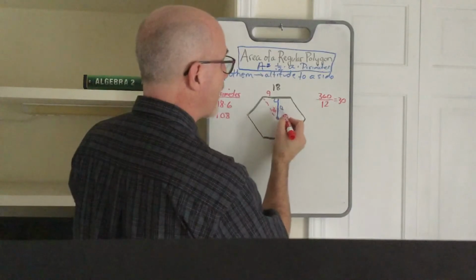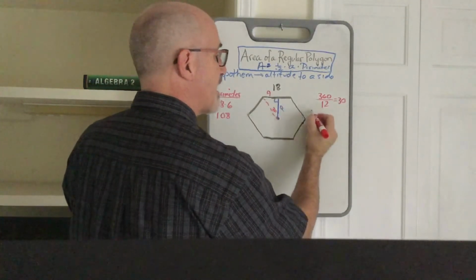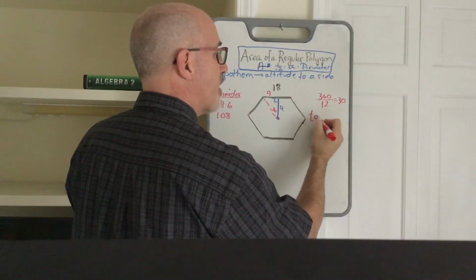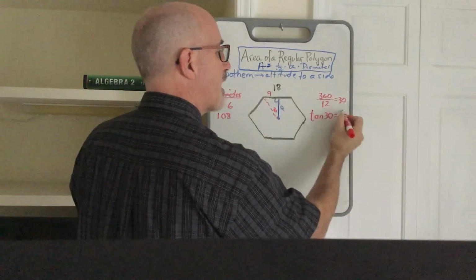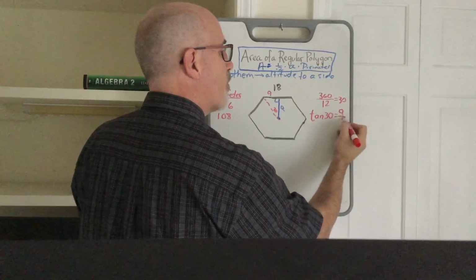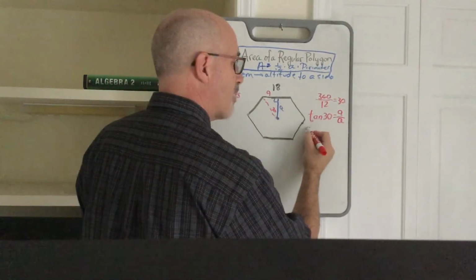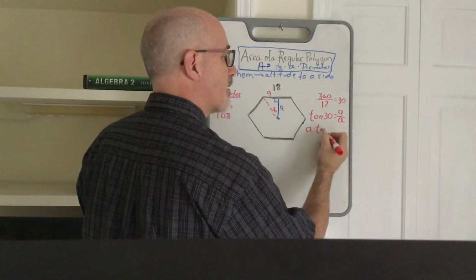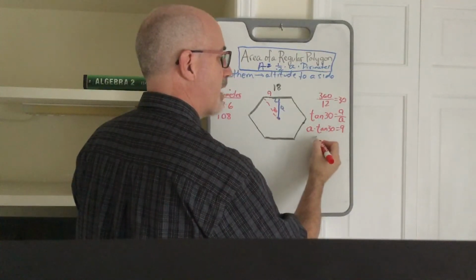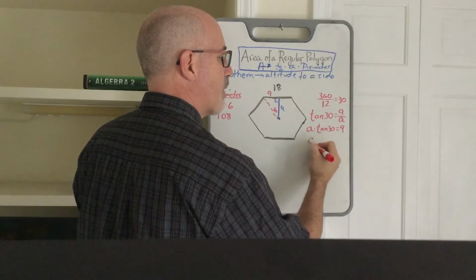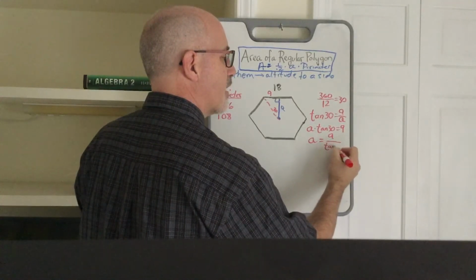So if I want to find a, I've got the opposite side, and I want to know the adjacent, that's tangent. So tangent of 30 is going to equal my opposite, 9, over the adjacent, which is a. Remember, you multiply by a on both sides, a times tangent 30 equals 9, and then divide by tangent 30, so a is going to equal 9 divided by tangent of 30.